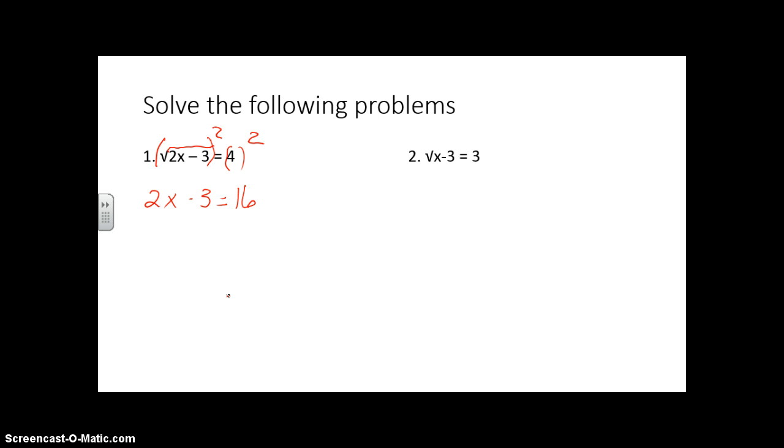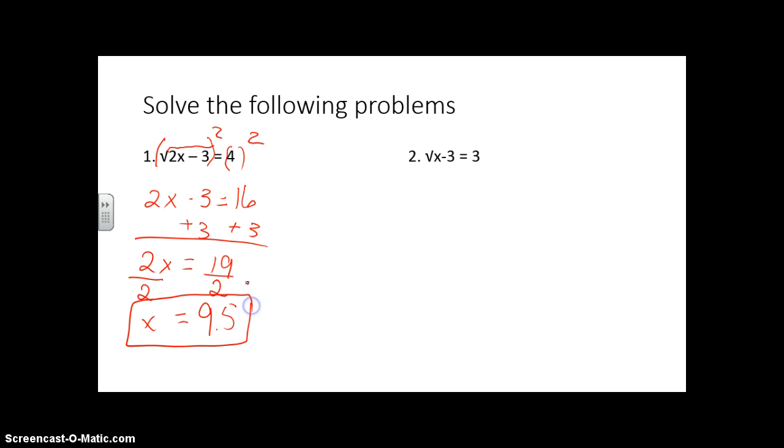I'm going to continue simplifying this problem by solving for x. So I'm going to add 3 to the left, add 3 to the right. So I'm left with 2x equals 19. I still need to solve for x, so I'm going to take the inverse operation by dividing by 2 on each side. So x is going to equal 9.5. And that is my answer. We've solved for x.